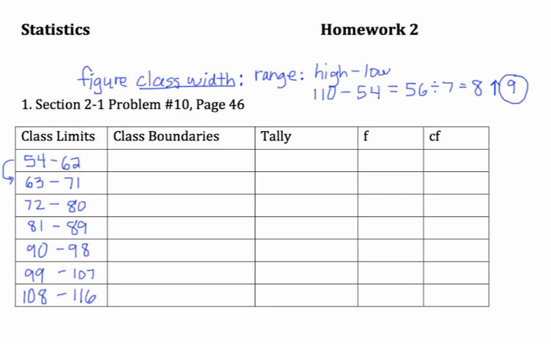Couple things about the class width. Notice that the difference here is not 9. Some people use that to figure, and that's not correct. The difference here must be 9 for the class width. Then you can fill in your class boundaries. Your class boundaries are just 0.5 below this number for a whole number and 0.5 above this number for a whole number. So we'll have 53.5 to 62.5.